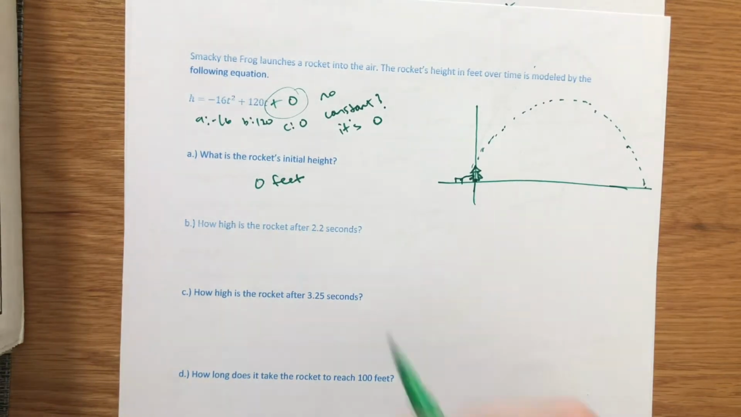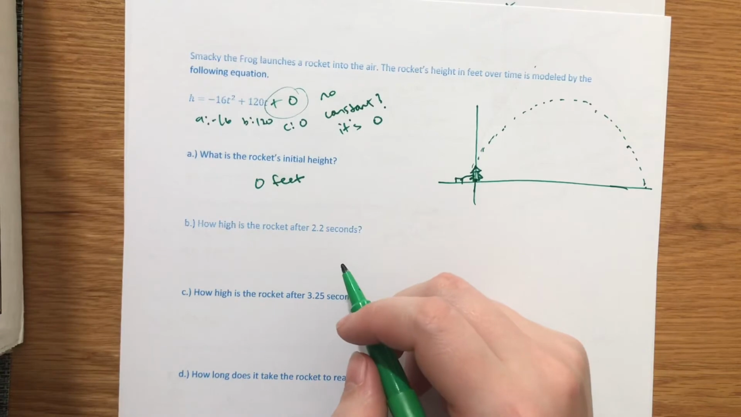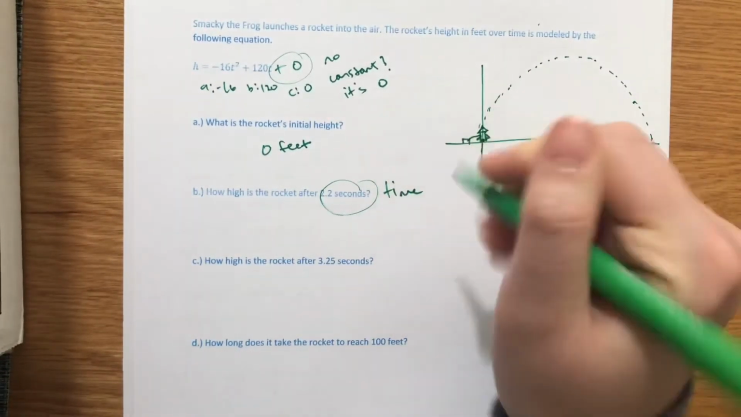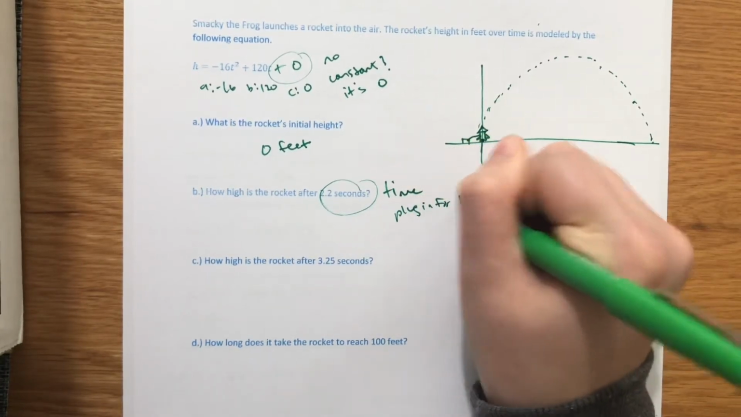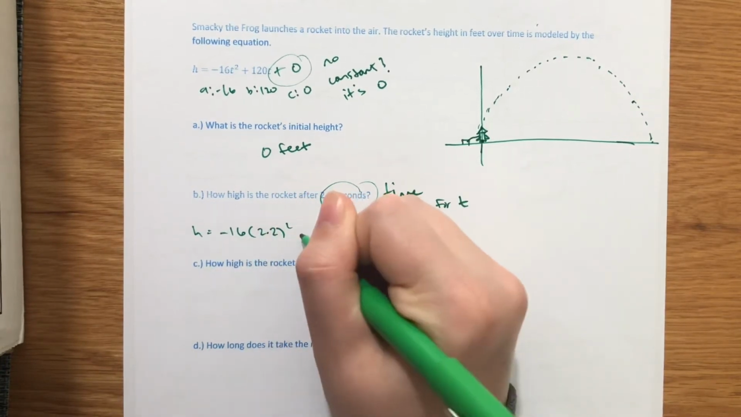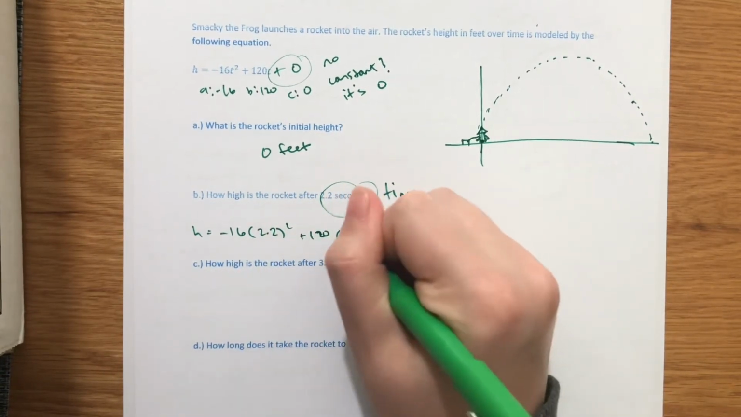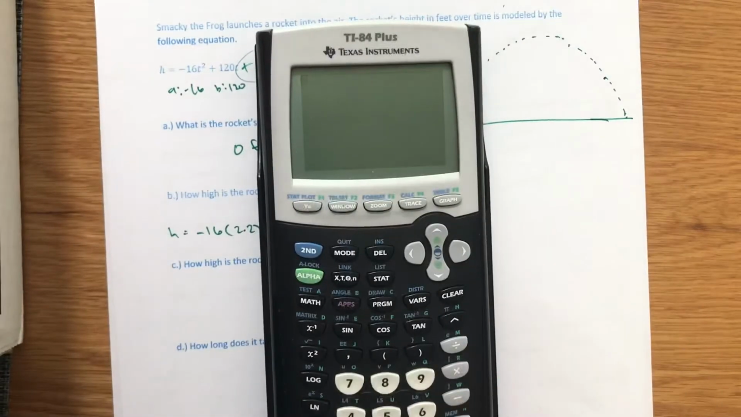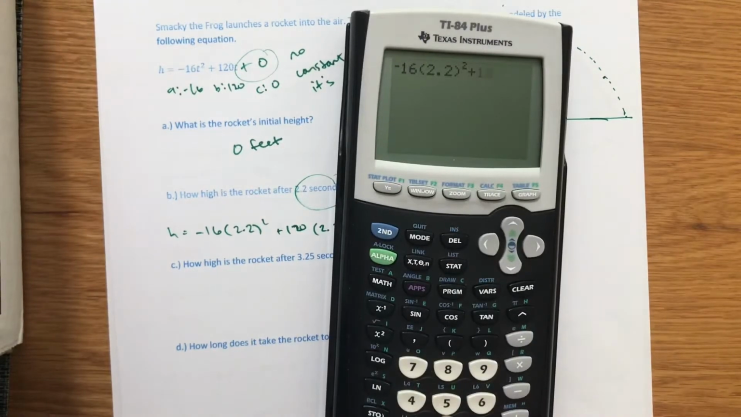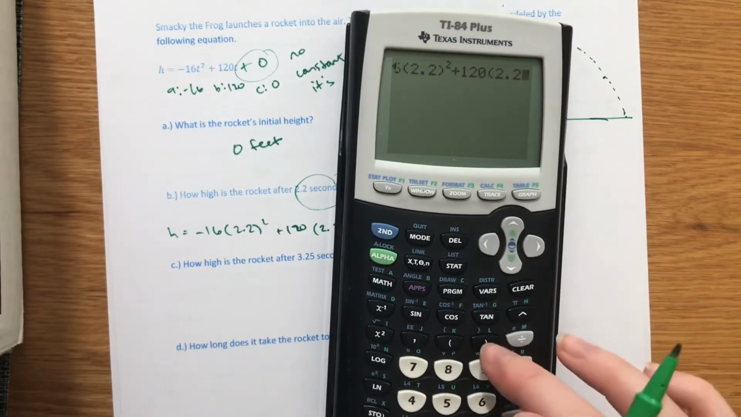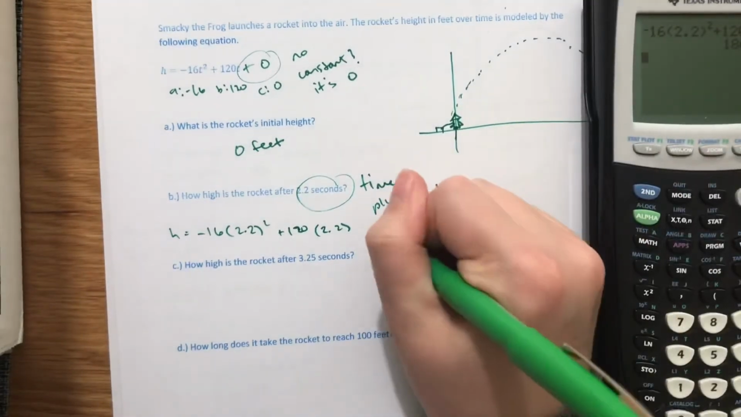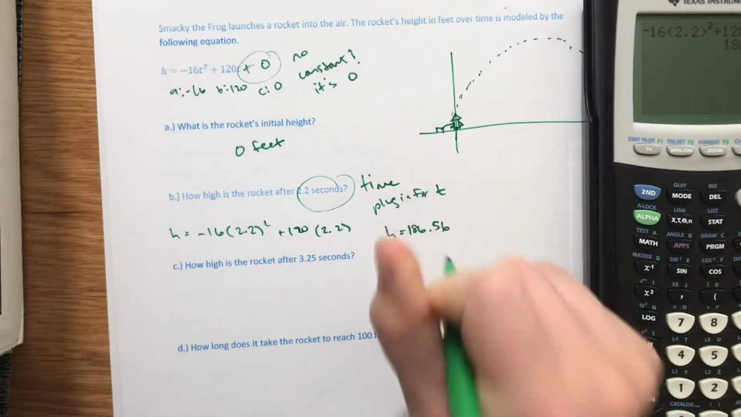Next up, we want to ask, how high is the rocket after 2.2 seconds? To figure out the height, we're plugging in for time. This is a time, so plug in for t. The height is negative 16 times 2.2 squared plus 120 times 2.2. Go to your calculator. Negative 16 times 2.2 squared plus 120 times 2.2 plus 0, which doesn't do anything. 186.56 feet.